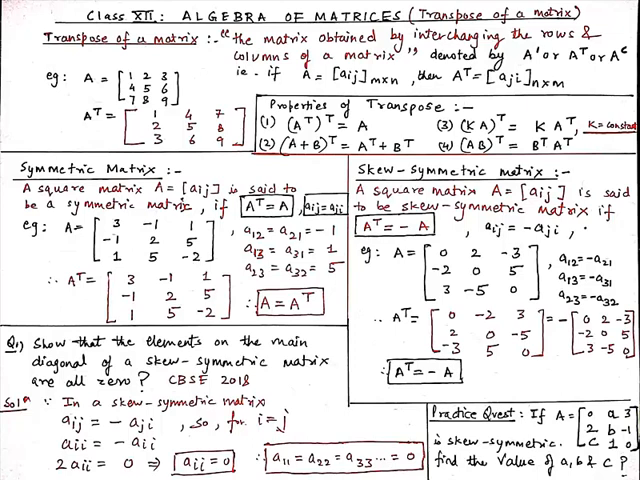And now what is skew symmetric matrix, students? A square matrix is said to be skew symmetric if A transpose is equal to minus of A, or we can say that aij is equal to minus of aji. Let's say I have taken a matrix A which is equal to 0 2 minus 3, minus 2 0 5, 3 minus 5 0. So in skew symmetric matrix a12, which is second element of first row, is equal to minus of a21. Similarly a13 is equal to minus of a31 and a23 is equal to minus of a32.